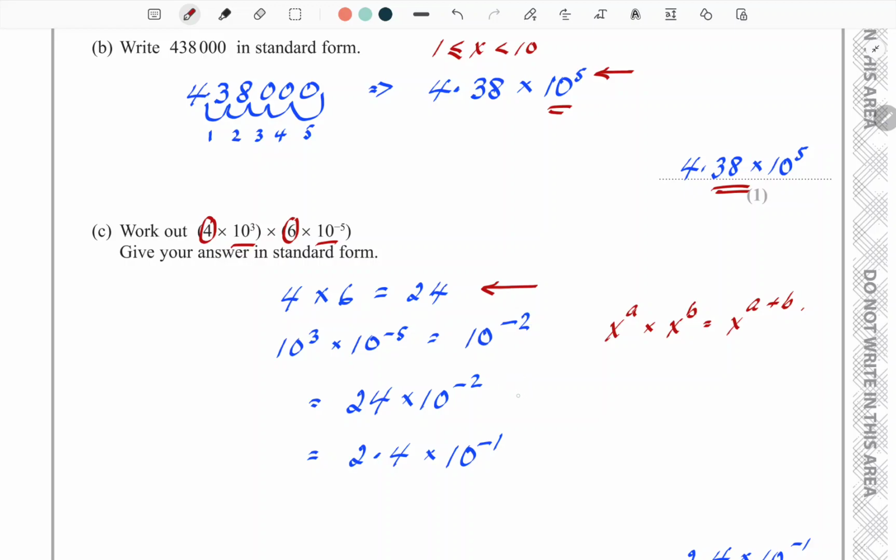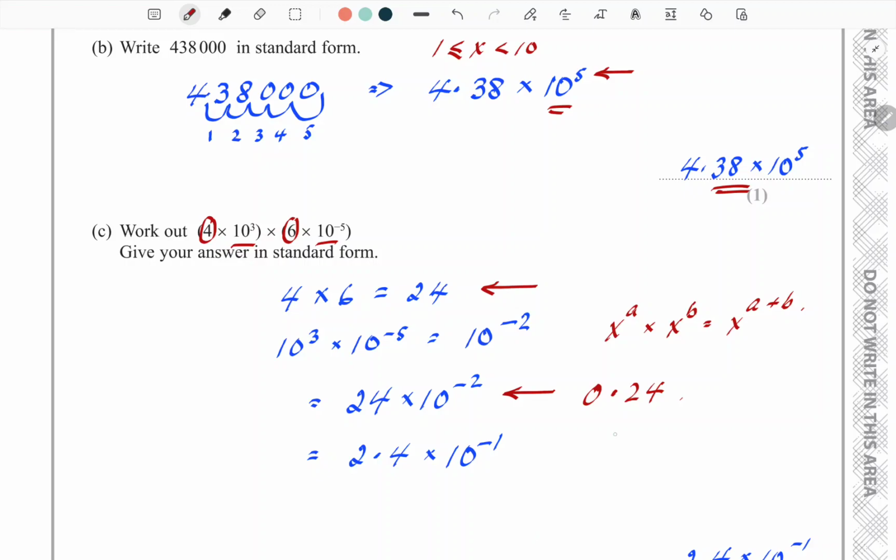Now, remember what I said before. What this gives us is 24 times 10 to the minus 2, but we can't have 24. We have to have something between 1 and 10. So you need to divide that by 10 to make it 2.4. And in order to do that, we're actually reducing the power, so the 10 to the minus 2 becomes 10 to the minus 1. Just to show you what that number would have been.